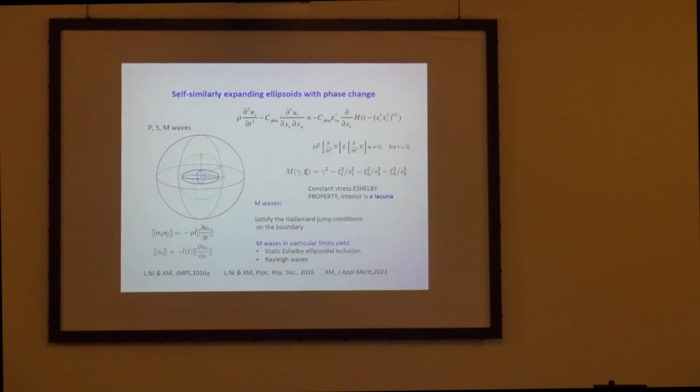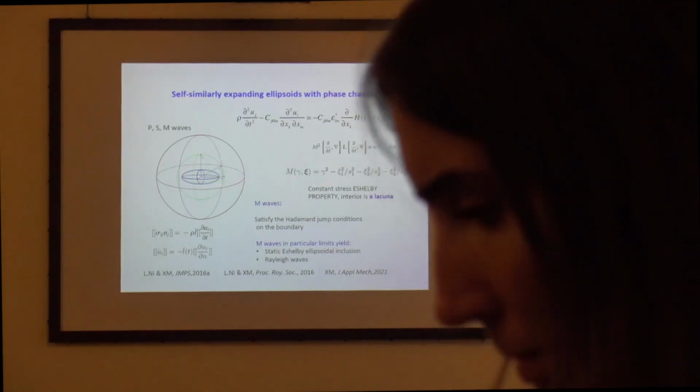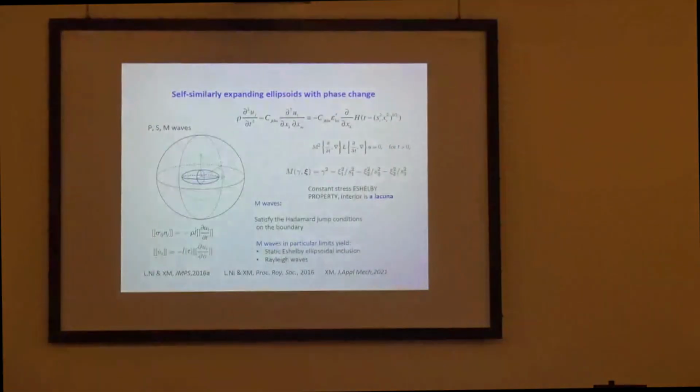So this self-similar problem is indeed the dynamic generalization. And if the ellipsoid reduces to a crack for certain eigenstrains, then at the Rayleigh wave speed, they have Rayleigh waves. Now, if you have the constant stress property also in the dynamic problem, then you also have zero particle velocity in the interior. This is happening, as shown in the solution, because the M waves emitted from the boundary cancel the pressure and the shear waves in the interior domain.